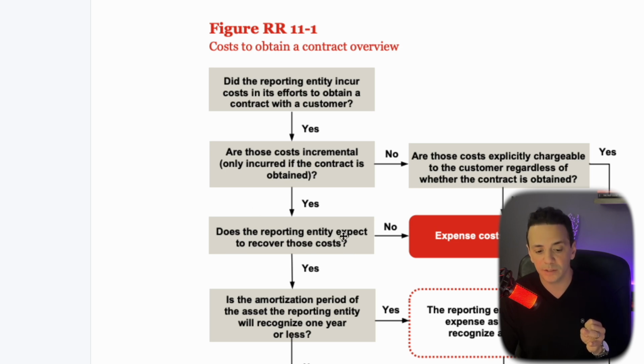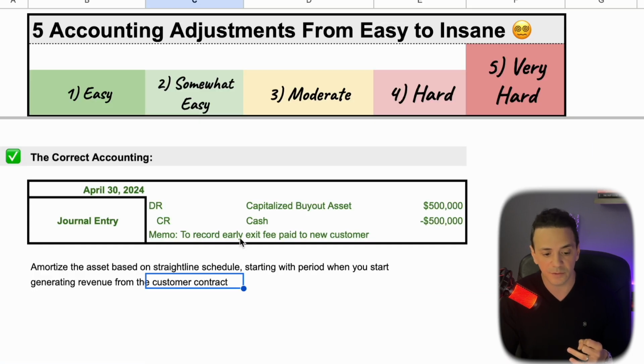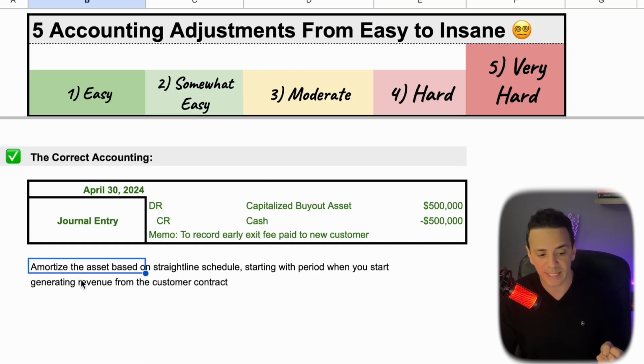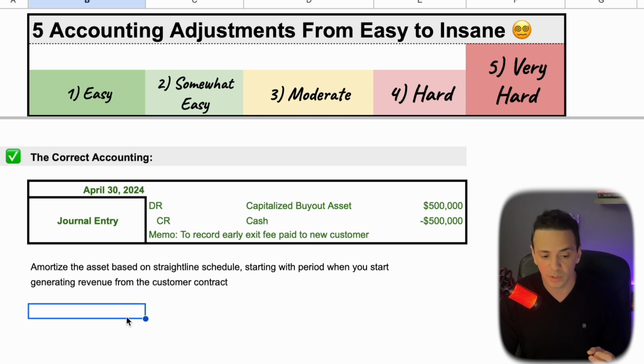Is it going to be expected to recover these costs? Yes, we expect to create revenue from this customer. Is the amortization period over 1 year? Yes. So then you create an asset under ASC 340. So you amortize that asset based on a straight line schedule, based on the period at which you expect to generate revenue, or the term of the contract with this customer.